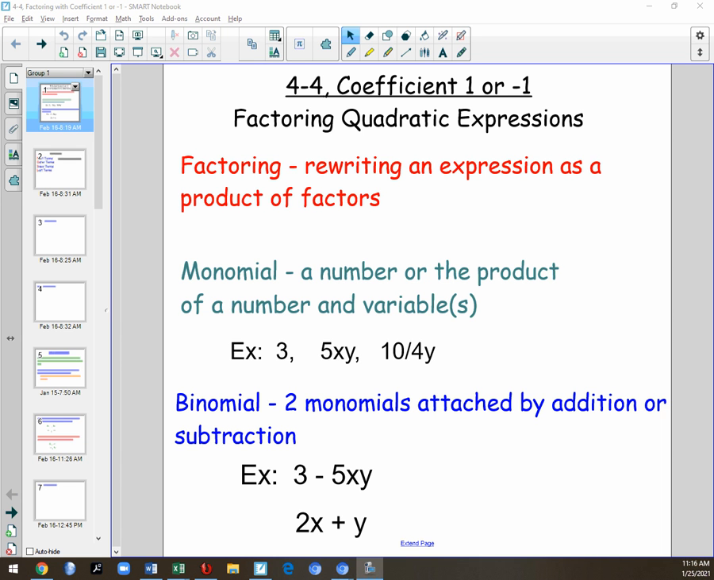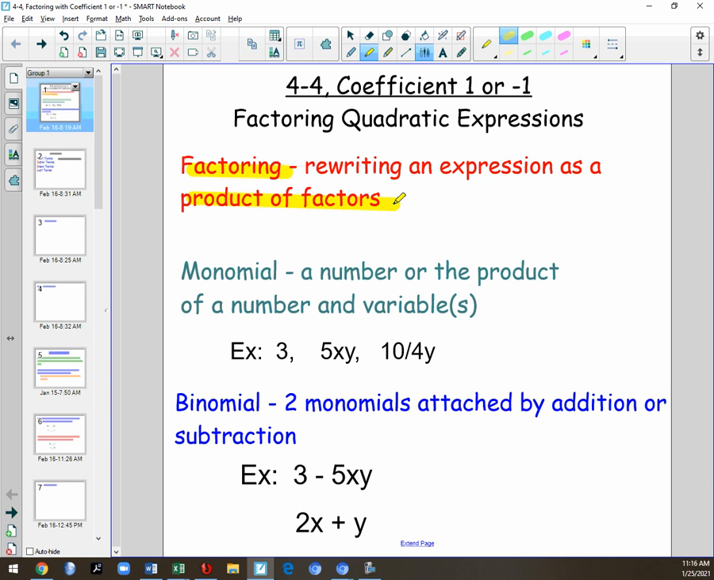Okay, today we're going to be talking about section 4.4, which is factoring with a coefficient of 1 or -1. Now, factoring using the quadratic expressions, you have to understand what the word factoring means. Factoring is rewriting an expression as a product of factors. Now, back in the day, you probably used factor trees.